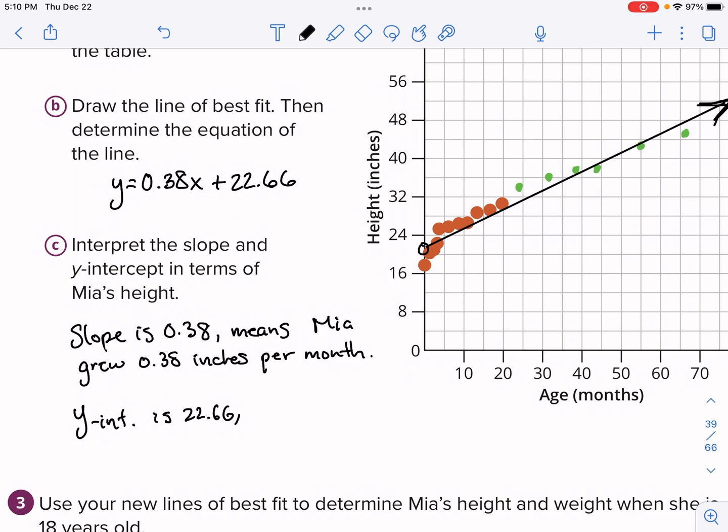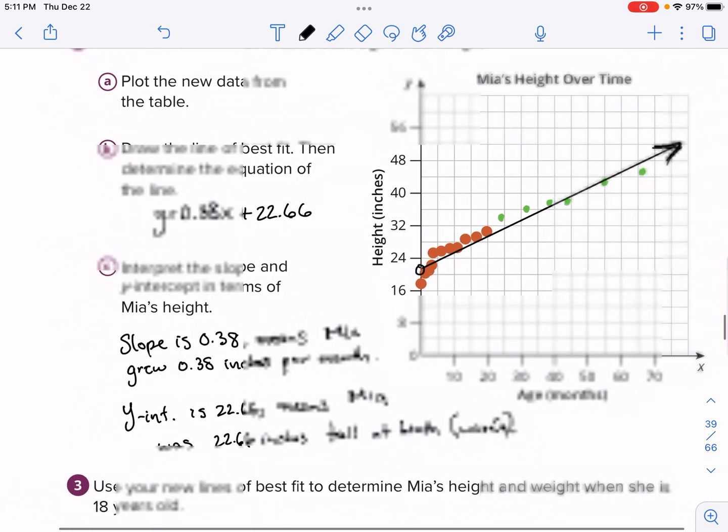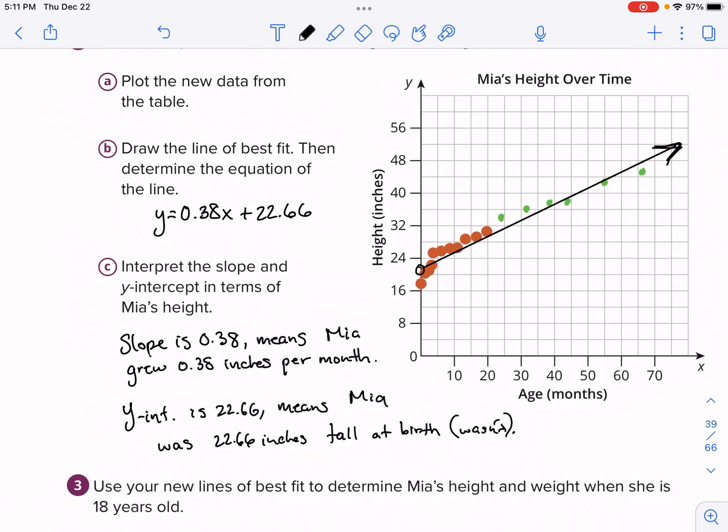tall. That means Mia was 22.66 inches tall at birth. And we're just going to say in parentheses, she wasn't. 22 inches, that's almost 2 feet. So that's 2 rulers put together. That's a long baby. So maybe not a best prediction for that. But we can use this to make other predictions as she gets older.